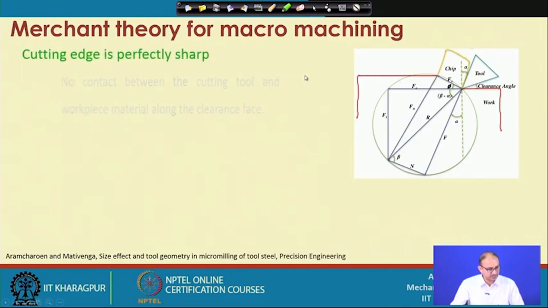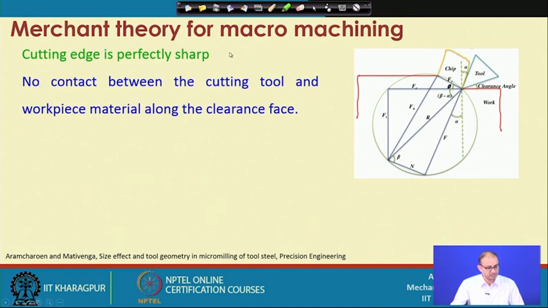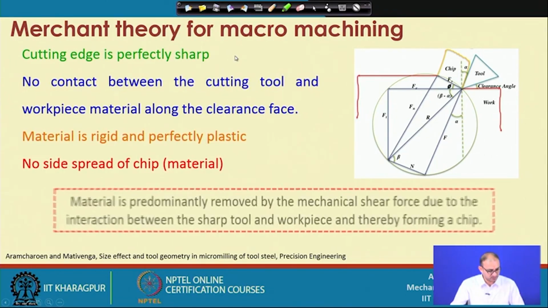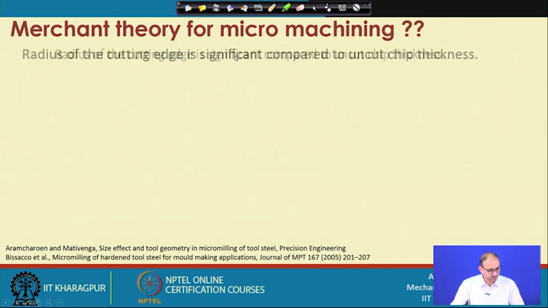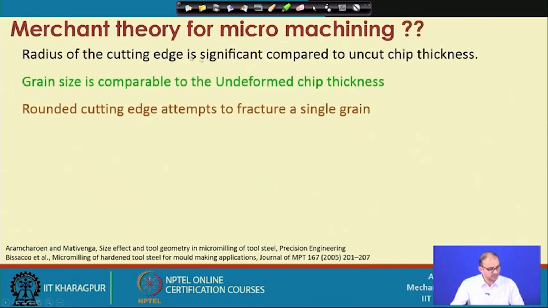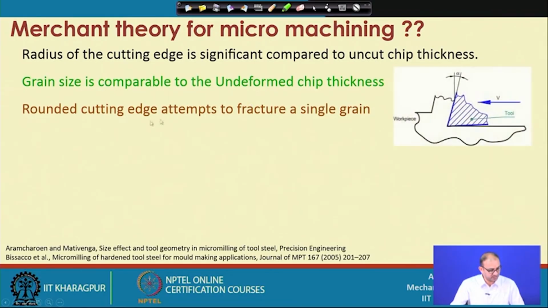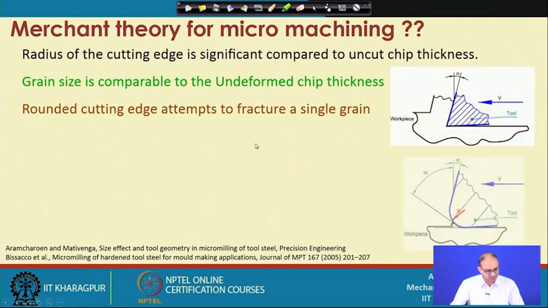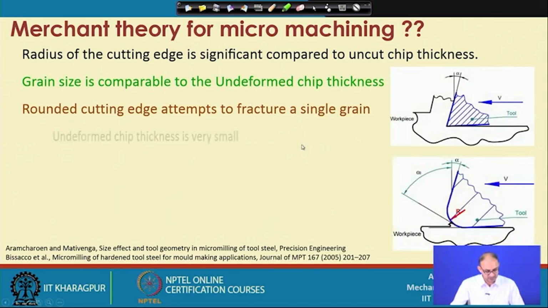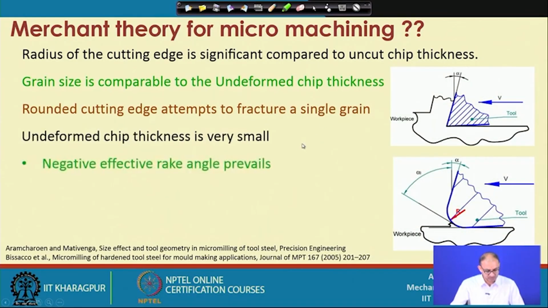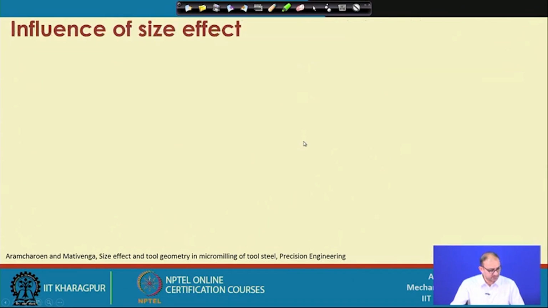and then we have seen what the problems are with the Merchant theory when applied to micromachining processes. And these are some of the things. The radius of the cutting edge was very small compared to the uncut chip thickness, grain size is comparable with the thickness, rounding of the edge also creates problems, grain size is also creating problems. So, those are things we had discussed in the last class in detail.